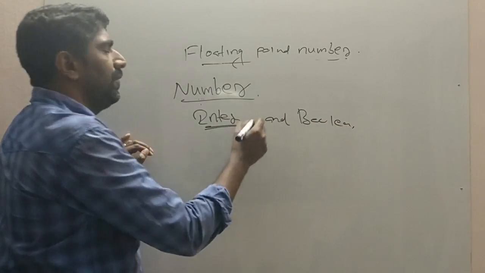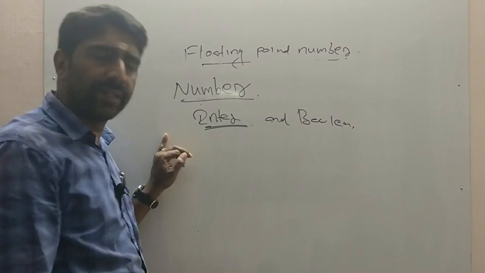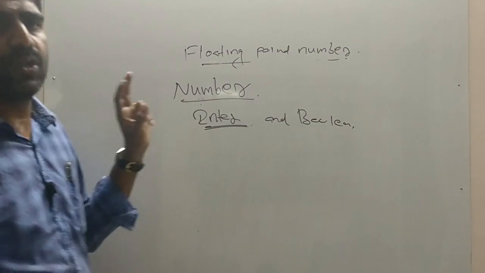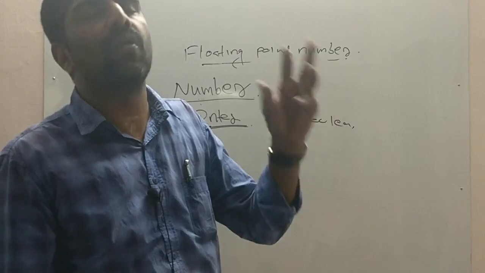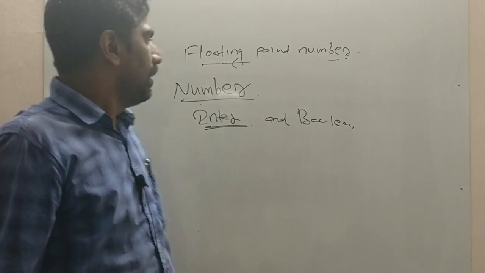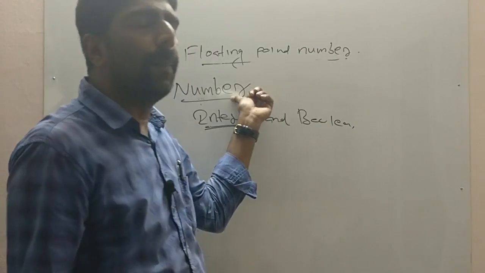Integers are the whole numbers, that means they have no fractional part. And Boolean means it has only two values, true or false, otherwise we can say 0 or 1. Clear? These are the subcategories, integer and Boolean, under number.